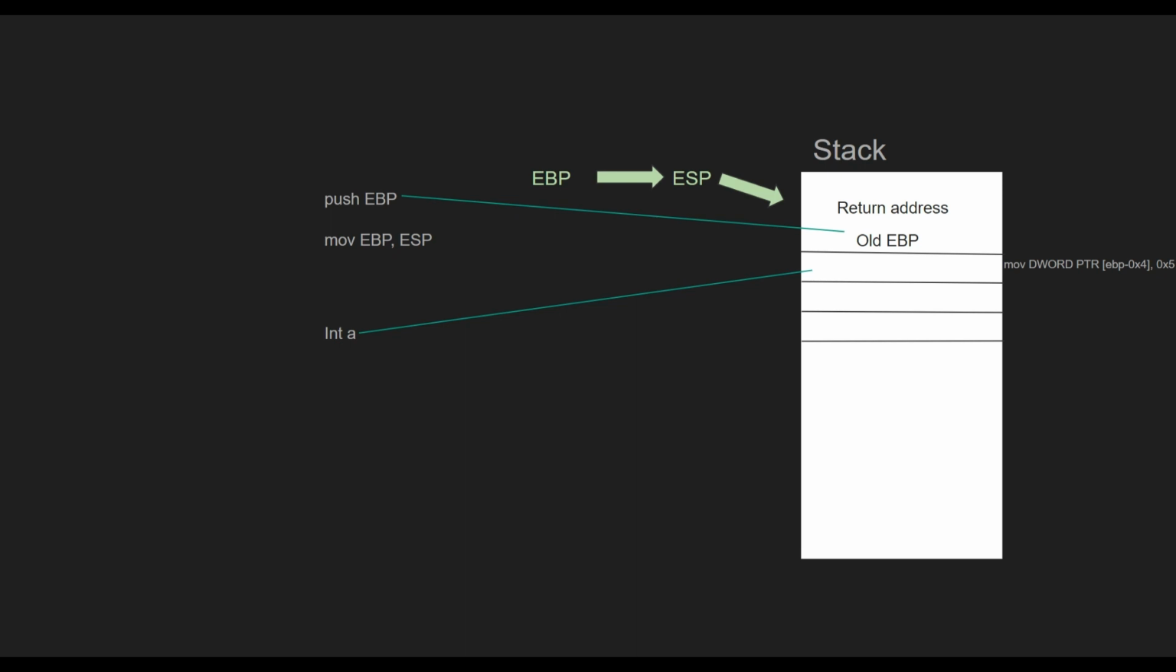So I didn't put the sub instruction. If you remember from the last video, there was the sub ESP 0x16, which allocated 22 bytes in the stack. I did not put that here, but you can just pretend like this is 22 bytes allocated here, right?